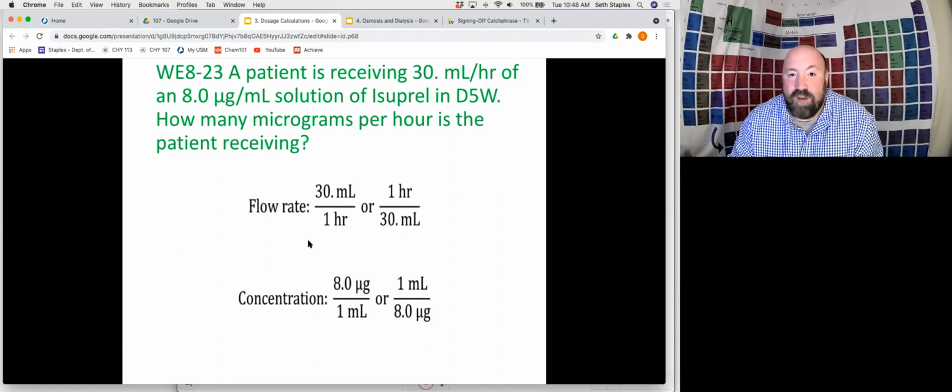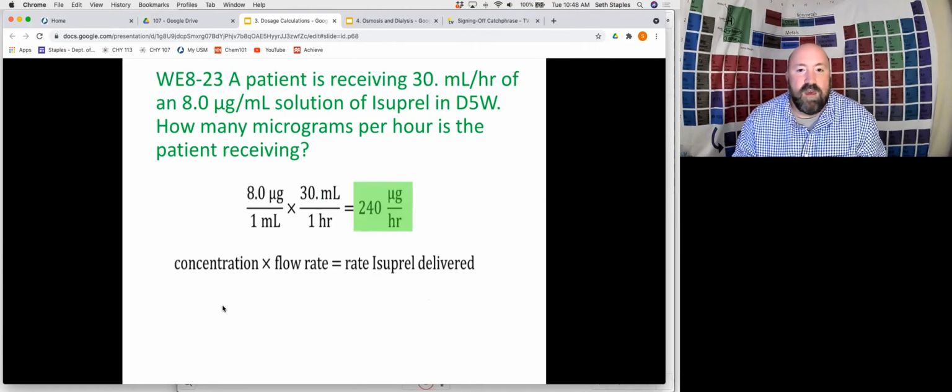So again, remember that our flow rate, 30 milliliters per hour or 1 hour per 30 milliliters, is a dimensional analysis conversion factor. Use this however we need to, same as our concentration, 8 micrograms per milliliter or 1 milliliter per 8 micrograms. And we can see that we would need to set this up like this. So our concentration, our 8 micrograms per milliliter, times our flow rate of the 30 milliliters per hour equals the rate that this medication is being dispensed. And so that means that this medication is being dispensed at 240 micrograms per hour, which is very important information that you might need to know.